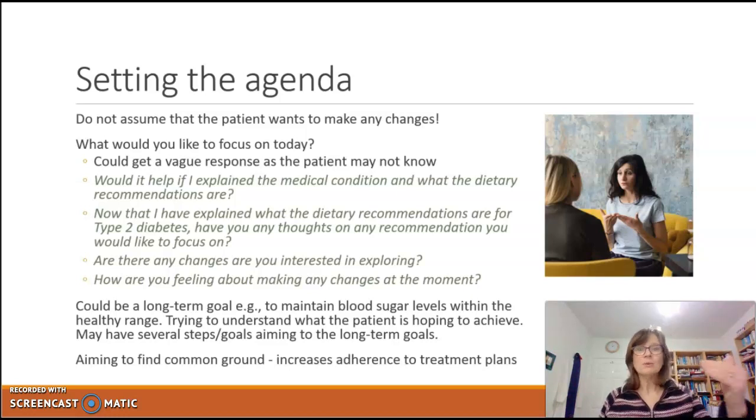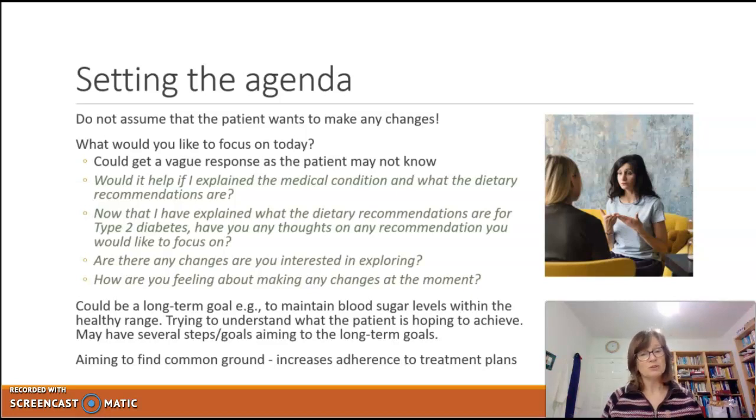So rather than us going through our standard way of doing things, what makes sense to them? What do they really want to focus on? Are there any changes that they might be interested in exploring? So sometimes people will come knowing quite a lot already and thinking, well, I know I'd like to do that, but I don't know how. And that's part of where our skills and the ability to help them problem solve can come in.